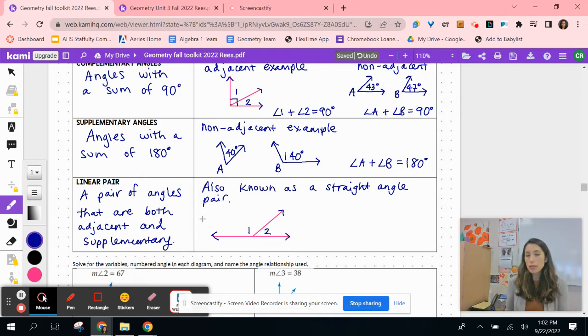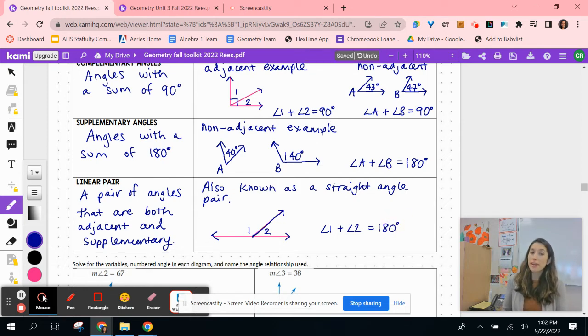Now, when you're looking at this diagram, we see that this is a pair of angles that together create a line or create a straight angle. We know that they're also adjacent. This would be the common vertex. This would be the side that they share in common as well. So they are not only supplementary, adding to 180, they're also adjacent. So I can say that angle 1 in this diagram plus angle 2 equals 180. Those form a linear pair.